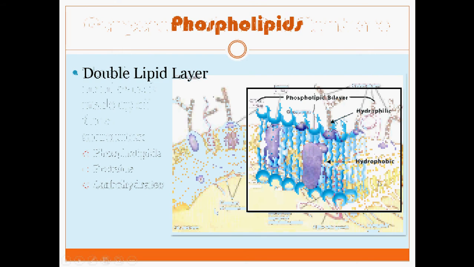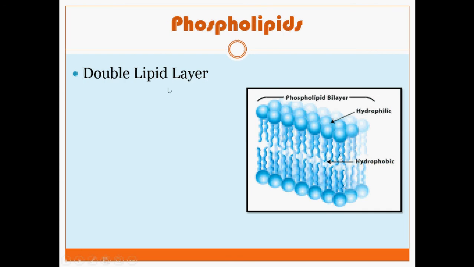So we're going to focus mostly on this phospholipid bilayer. You can see once again it has the head, it has the tails, and there are two layers. That's why we call it a double lipid layer. Remember, lipids are essentially fats, and these are phospholipids. And when you see this bilayer, remember bi means two.